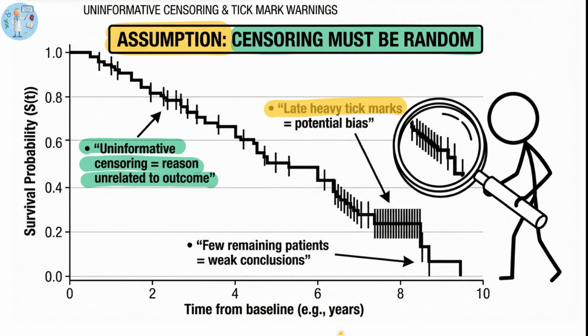It does, and that's why you have to look for the tick marks on the curve. The little vertical dashes on the flat parts of the steps. Yes. Each one of those little ticks represents a censored patient. If you see a few here and there, that's normal. But if you see that the curve is winding down to the end and it's just covered in tick marks, that's a warning sign. A huge warning sign. It means your conclusion at the end is based on a tiny, maybe biased group of remaining patients.